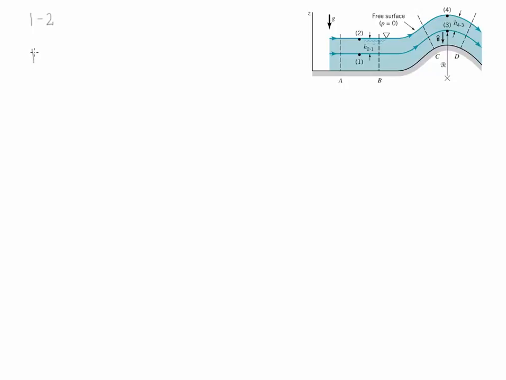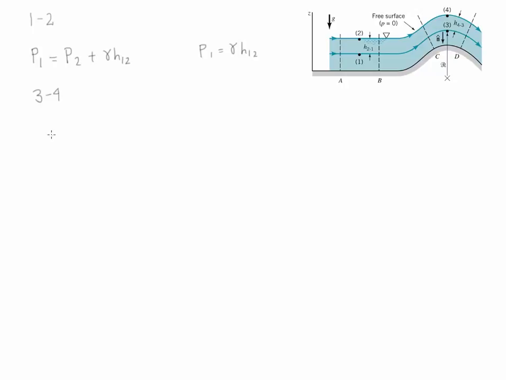We could simply say that P1 is equal to P2 plus gamma and the distance between them, which is equal to H12. Since we know that point 2 is exposed to the atmosphere, we could say that the gauge value is equal to 0. Therefore, P1 is equal to gamma H12. Let's do the same analysis between point 3 and point 4.